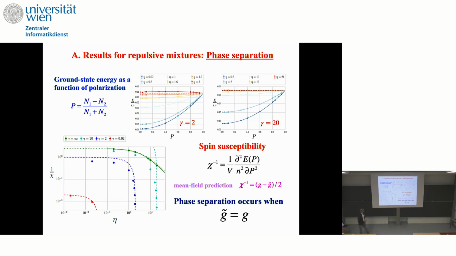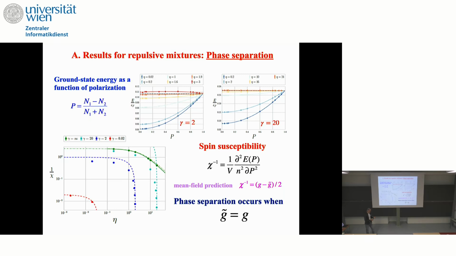So here we see that, of course, by increasing eta, this curve becomes flatter and flatter. And so from the second derivative, you can calculate the inverse compressibility, the inverse susceptibility in the case of spin. And we show it here, and we show that this diverges at the critical point, and the critical point is always when G tilde is equal to G. So we find that the same behavior predicted for mean field holds also for larger values of the interaction. So the phase separation occurs always when G tilde is equal to G. And this was not clear from the beginning.